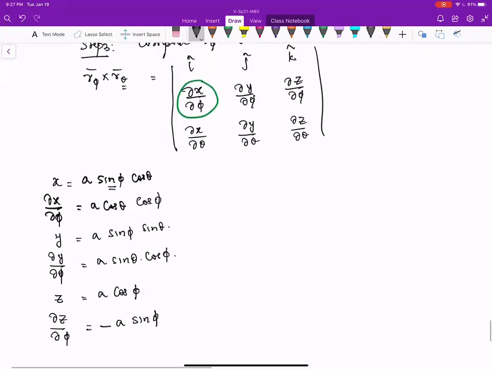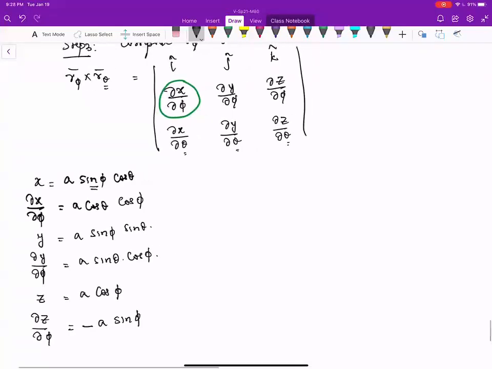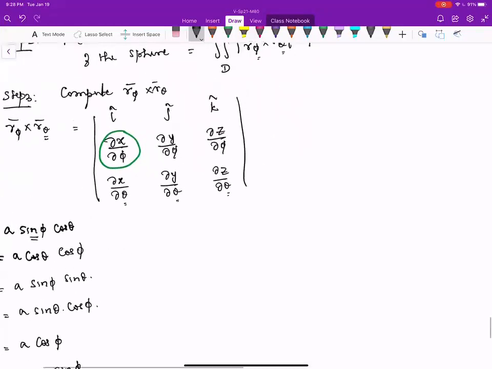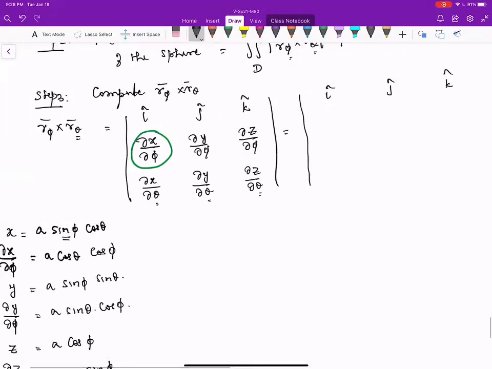So like this, you also want to do with respect to theta, then you can substitute them in these values. So I'm going to just substitute these values here. I, j, k. Then the second row is what we have found out here. A cosine phi, which is this value that we got here. A cosine phi, cosine theta.